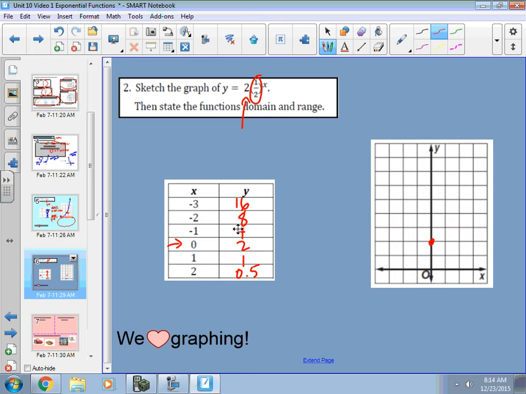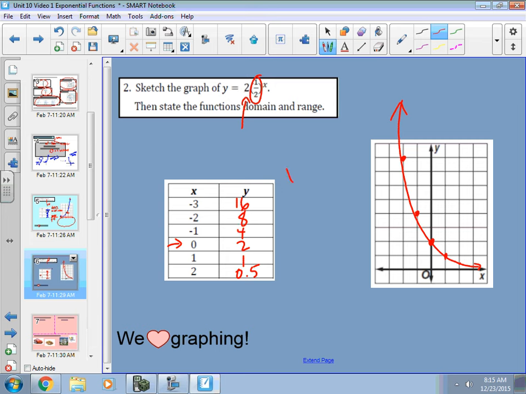So at -3, it's 16. That's kind of off our graph here. -2 would be 8. Be there. At -1, it's 4. Be there. We already got 0, 2, 1, 1, and 2/2. So this graph is going down like this. This is what's called exponential decay. It's getting smaller and smaller as our values get bigger.